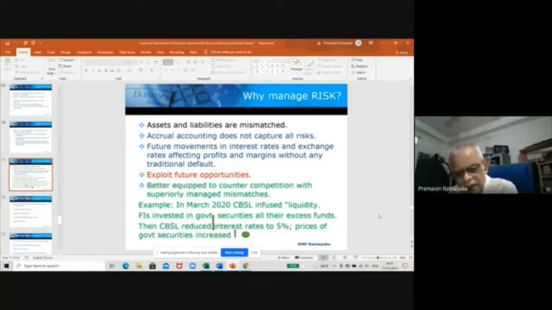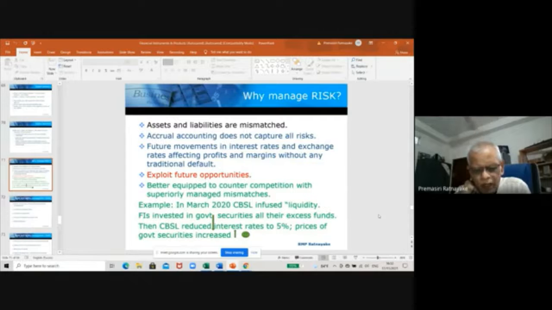And another example, in March 2020, soon after the COVID pandemic broke in, central bank infused liquidity to the economy, and the excess liquidity with the financial institutions, especially banks, were invested in government securities, all their excess funds were invested in treasury bills and bonds. So around the same time, central bank was instrumental in reducing the interest rate levels from about 10% to about 5% in the market.